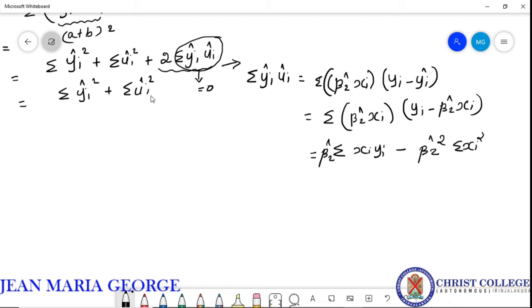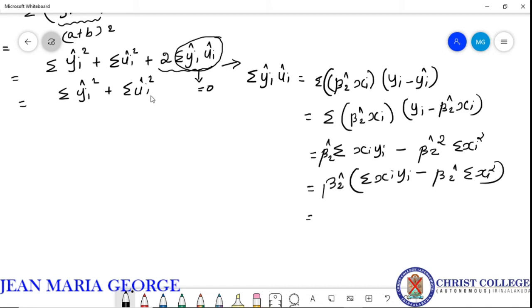So here beta 2 hat xi into yi gives beta 2 hat sigma xi yi, and again beta 2 hat xi times beta 2 hat xi gives beta 2 hat square sigma xi square. This will be equal to beta 2 hat into, we can take beta 2 hat as common, sigma xi yi minus beta 2 hat sigma xi square. So beta 2 hat is taken as common, one beta 2 hat is taken outside.